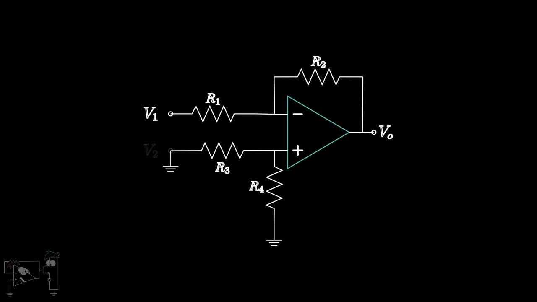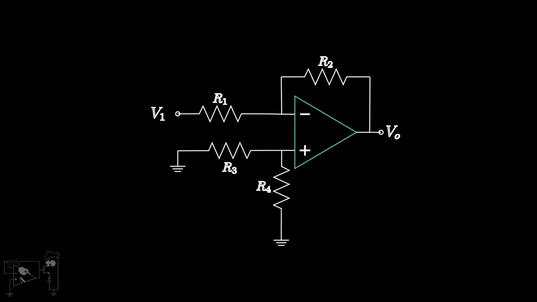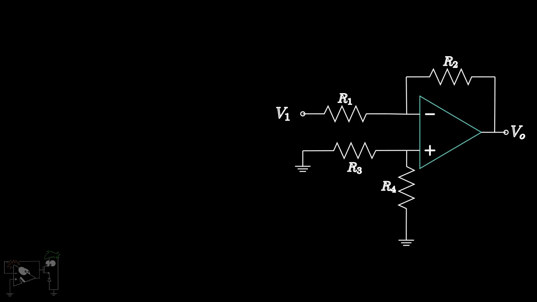If we switch off V2, the circuit reduces to the inverting amplifier configuration. Note that the non-inverting terminal V+ will be 0 as no current flows through resistors R3 and R4. Hence, using the inverting op-amp formula, V out due to V1 is equal to minus R2 upon R1 into V1.